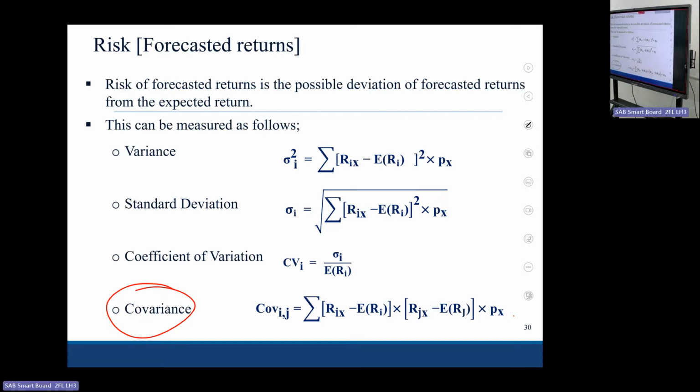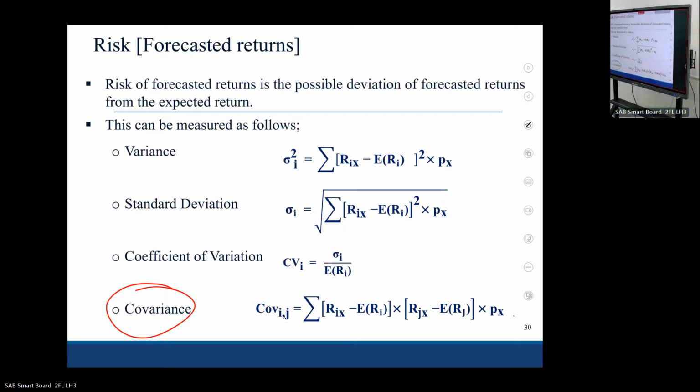When X is decreasing, Y is also decreasing. Now, if you look at this period, both are increasing. Covariance is positive. So, at a particular time in the economy, both stocks are moving in the same direction. Both stock returns are moving in the same direction.